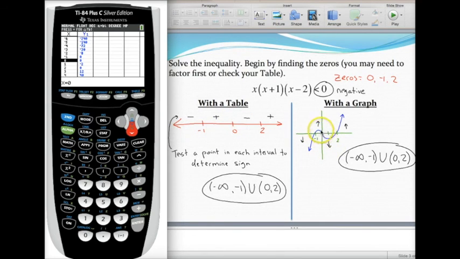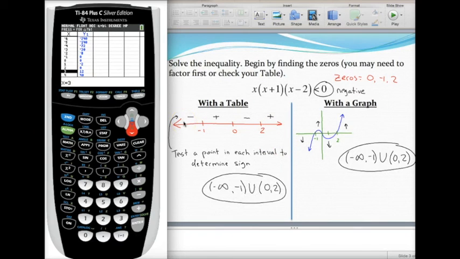We already said between negative 1 and 0, the graph was above the x-axis. So if I did change my table, this y value would come out to be positive. Pick a number between 0 and 2, so 1 would be a good choice. And I can see that once again my graph is going to be negative in that section because the y value is negative. And then finally pick an x value that's bigger than 2, so maybe 3 or 4. And I can see that the y value is positive.